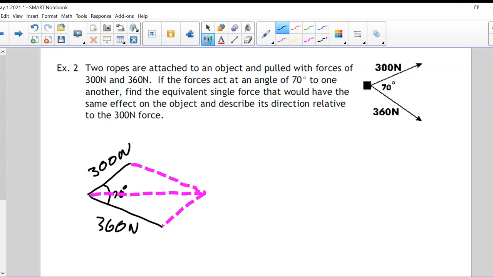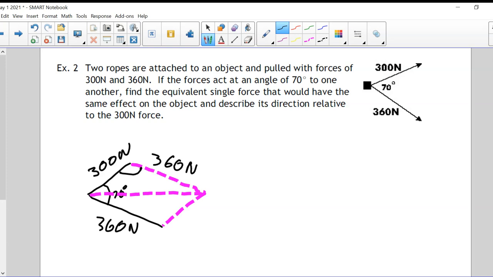So remember now, we're not going to use the angle 70 degrees. We're going to use its supplement, right? Because its supplement allows us to figure out what the length of this line is right here. So we're going to say that this 300 Newton line is one of the sides that we're going to use. We're going to use this as the other side of the parallelogram, the same 360 newtons.